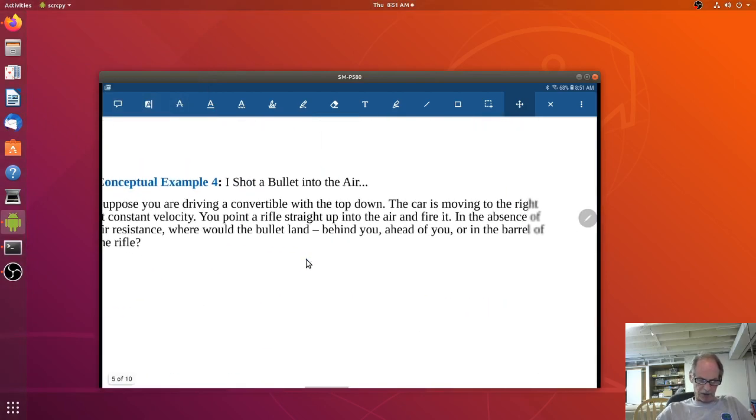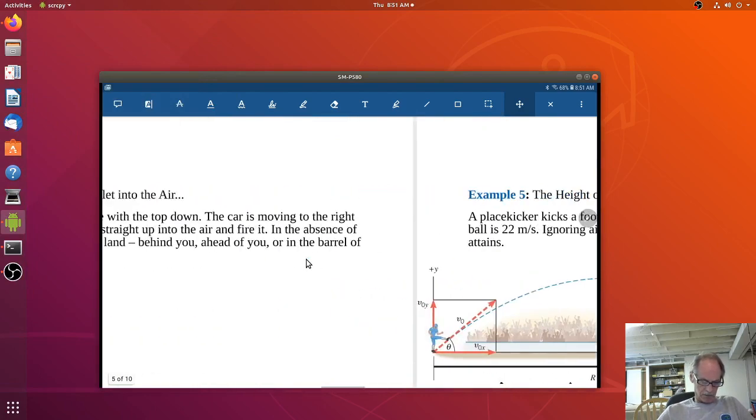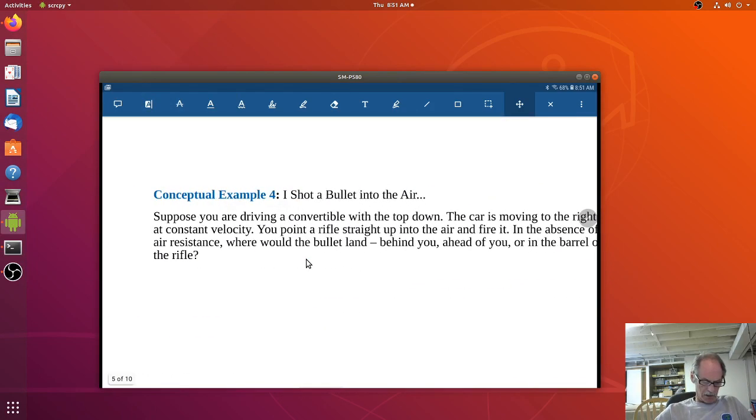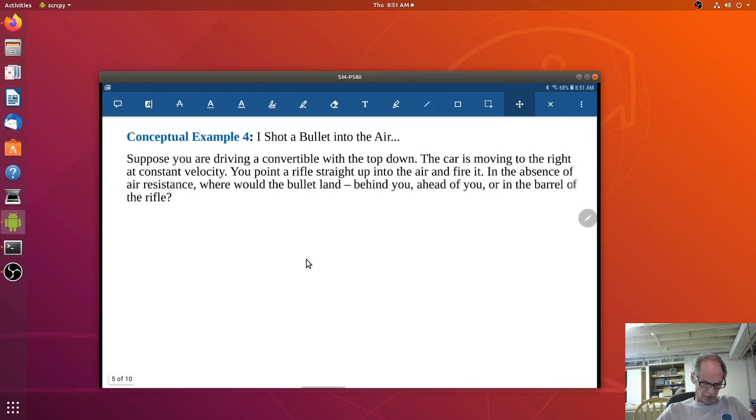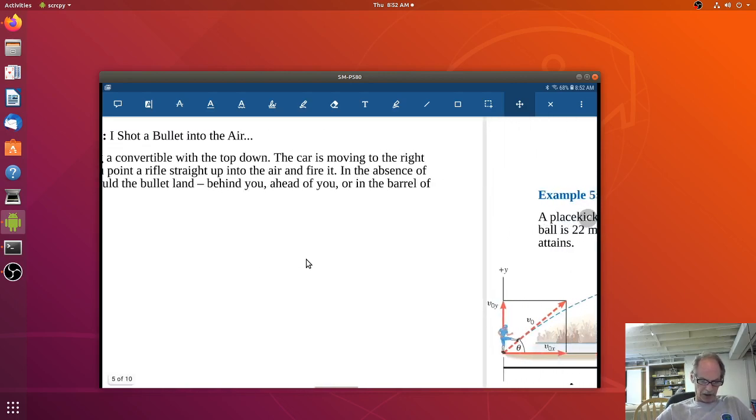A conceptual example. Suppose you're driving a convertible with the top down. The car is moving to the right at a constant speed, and you point a rifle straight up into the air and fire it. In the absence of air resistance, where would the bullet land? Behind you, ahead of you, or in the barrel of the rifle? I'm going to let you think about that.